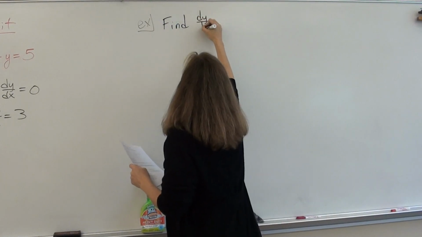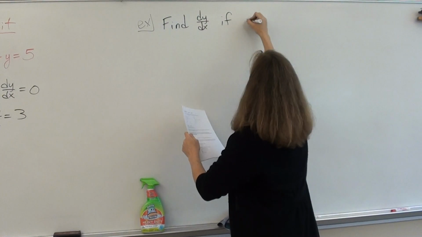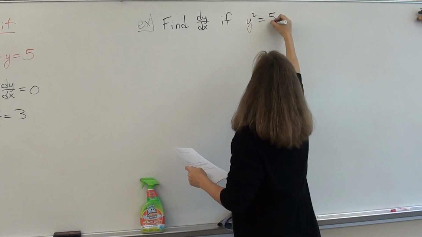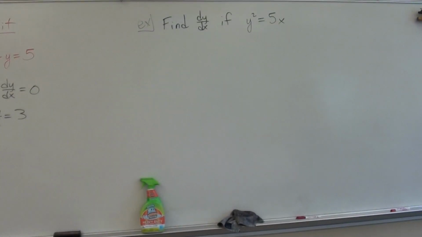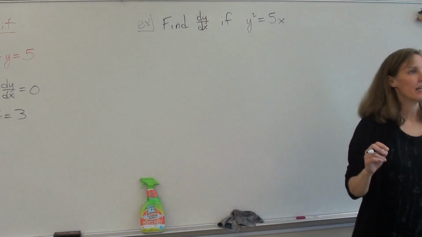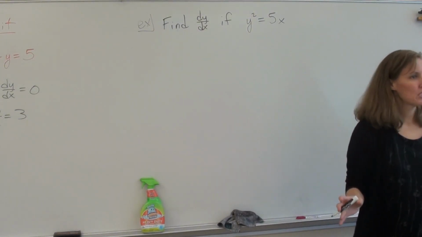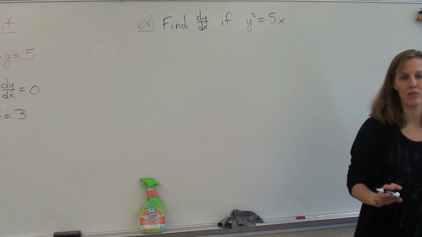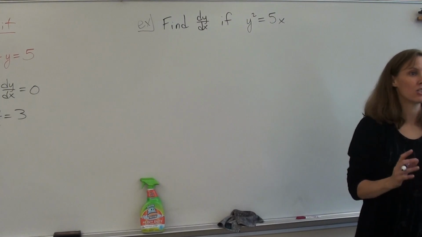Find dy dx if y squared equals 5x. Is this an explicitly defined function or an implicitly defined function? Technically it's implicitly defined, it's not solved for y.